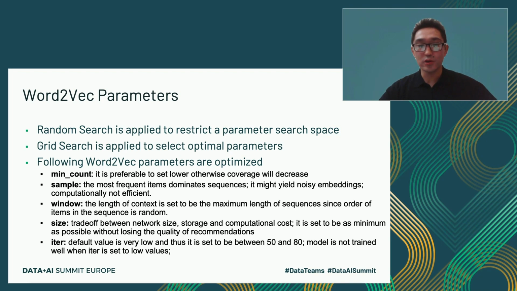Let's talk about hyperparameters. The following considerations should be taken into account while training your model. Coverage decreases when min count is set to lower values. Min count and network size parameters are set as low as possible to increase coverage and to decrease the storage and computational cost respectively. The window parameter is set to the maximum sequence length since orders are random.